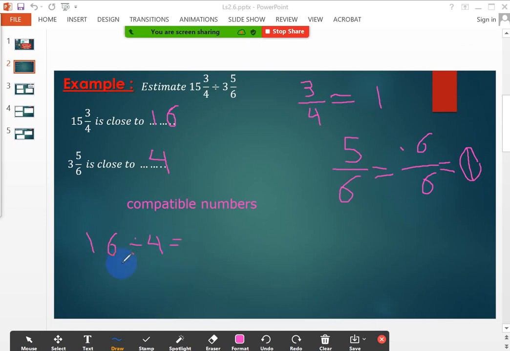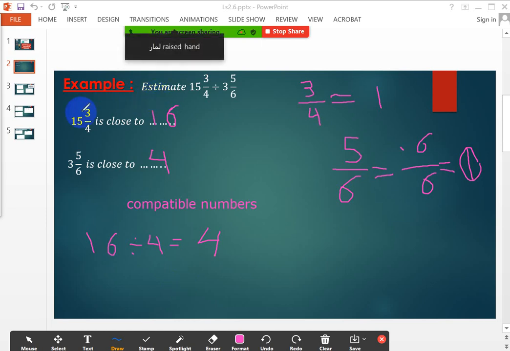So 16 divided by 4 equals 4. So now, those numbers, I can easily divide them. I will name those numbers compatible numbers, numbers suitable to each other. That's what I mean by compatible numbers, suitable numbers like 16 and 4. I can divide those numbers by using my mind. No need to use any strategy.